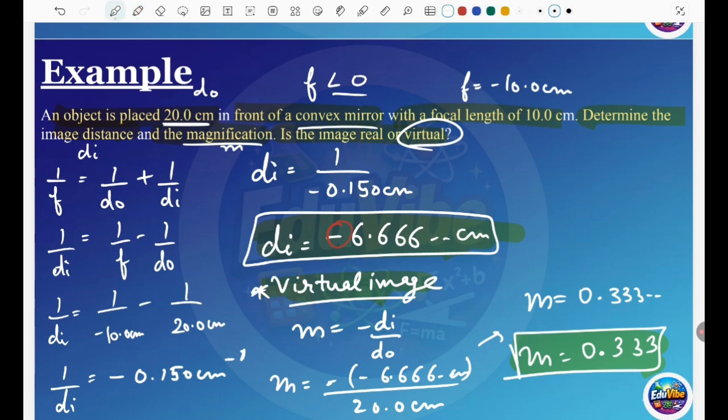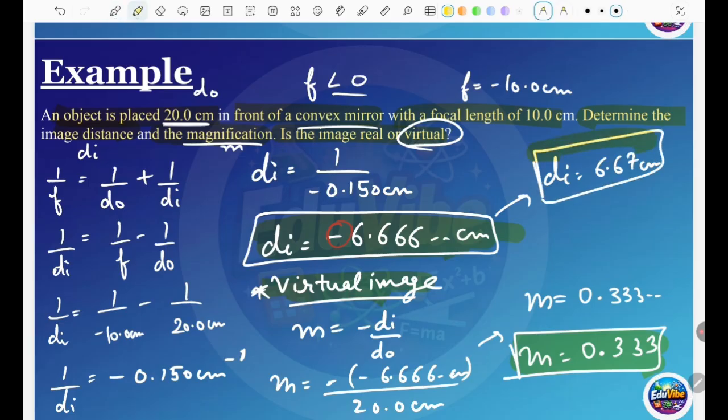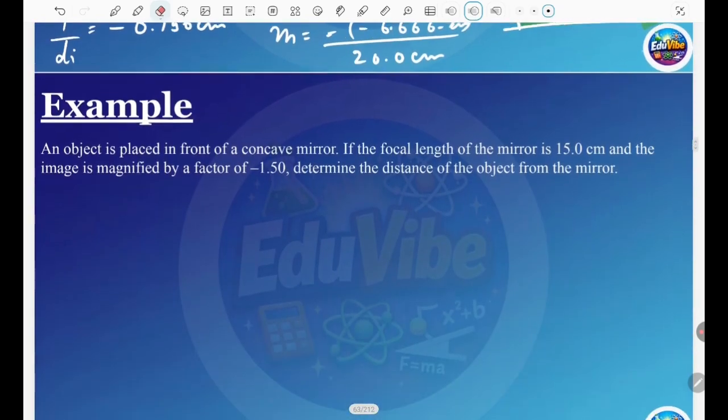So this di is not like this. Wait. So di is equal to 6.67. It's my mistake. This is the answer, not this one. Yeah? So next question.